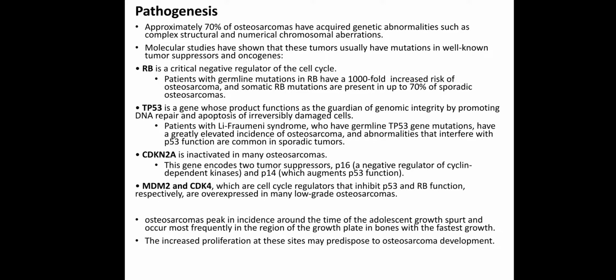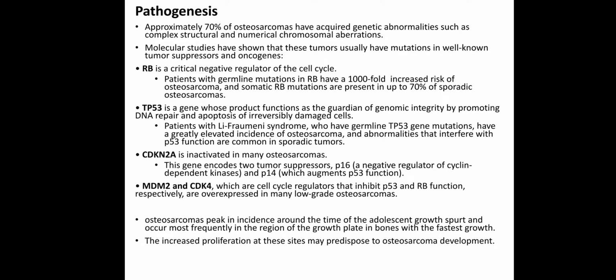Then we have the fourth genes, MDM2 and CDK4, which are cell cycle regulators that inhibit p53 and retinoblastoma function respectively. MDM2 works on p53 and prevents its function, and CDK4 works on retinoblastoma. So they are overexpressed in many low-grade osteosarcomas. These work by inhibiting the tumor suppressor genes, meaning they help tumor appearance. So these genes and proteins are overexpressed, found in large amounts in low-grade osteosarcoma.